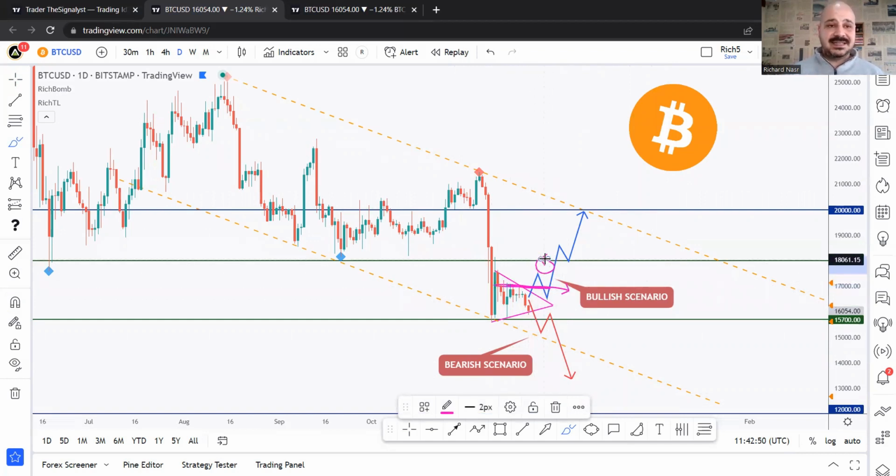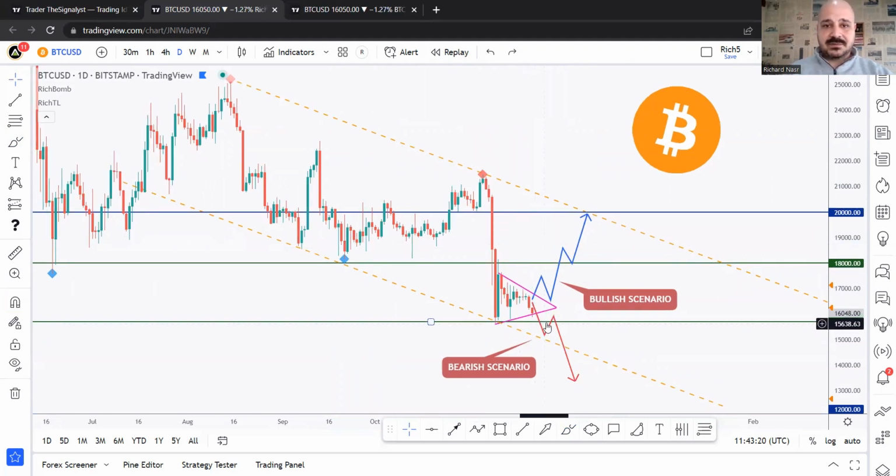But keep in mind that the 18K is now acting as a resistance zone, so for the bulls to trade higher for an overextended correction, just like previously, we need to see a break above the 18K, just like what happened here, a break above the 20K. So if you break above the 18K, we'll be expecting a movement to the 20K, which is where the bearish movement started due to the FTX crash, unfortunately, which is also a supply zone from the H4 timeframe. So that's what we are waiting for currently from the daily time frame.